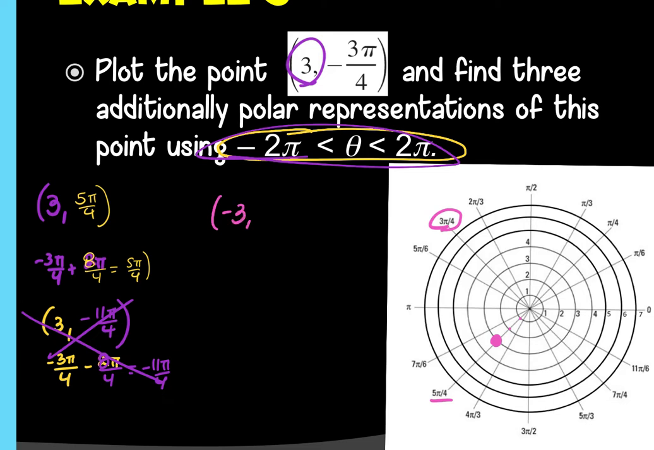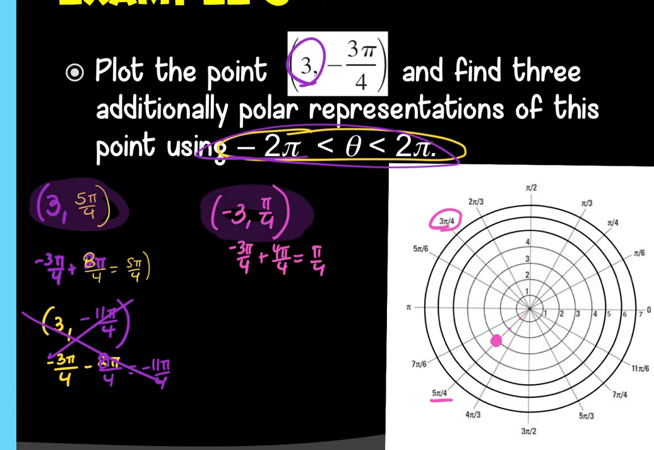It goes from positive to negative, and then take my negative 3 pi over 4 and add what to it? Pi. So this becomes 4 pi over 4, and that's pi over 4. Is pi over 4 in between negative 2 pi and positive 2 pi? Yes, so that's my second answer. So here's my first one, here's my second one.